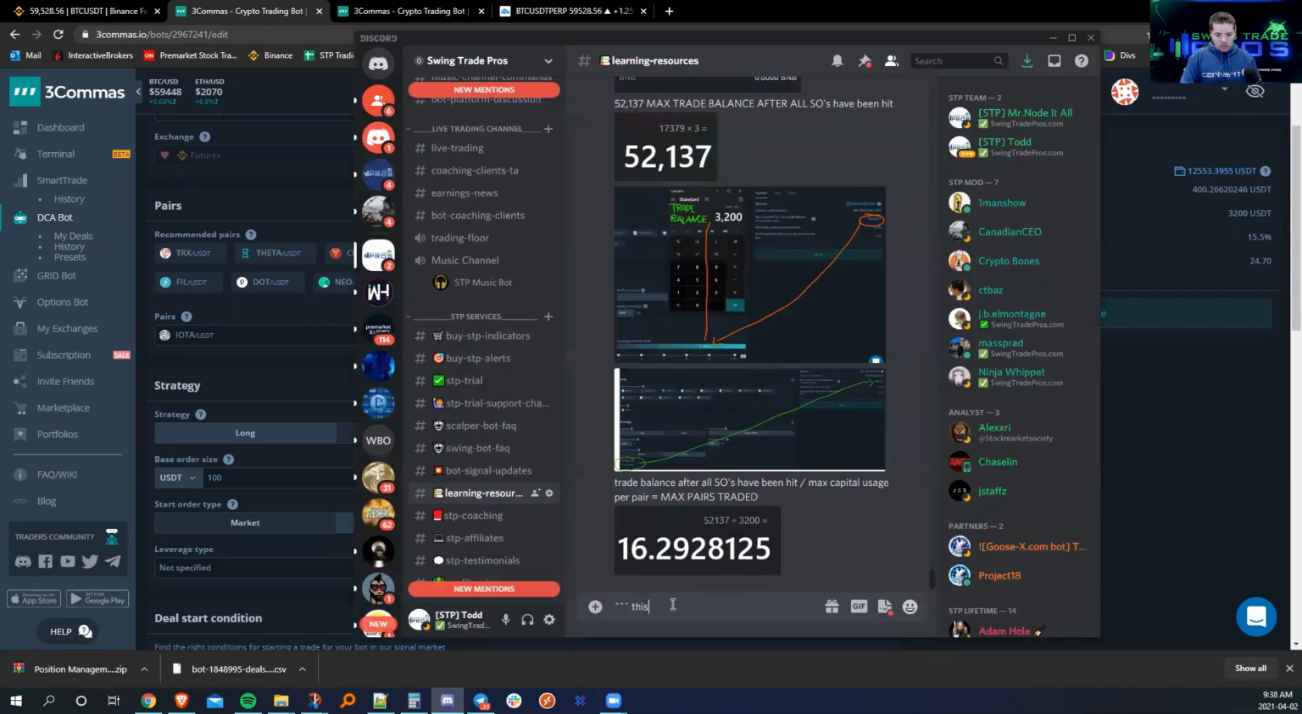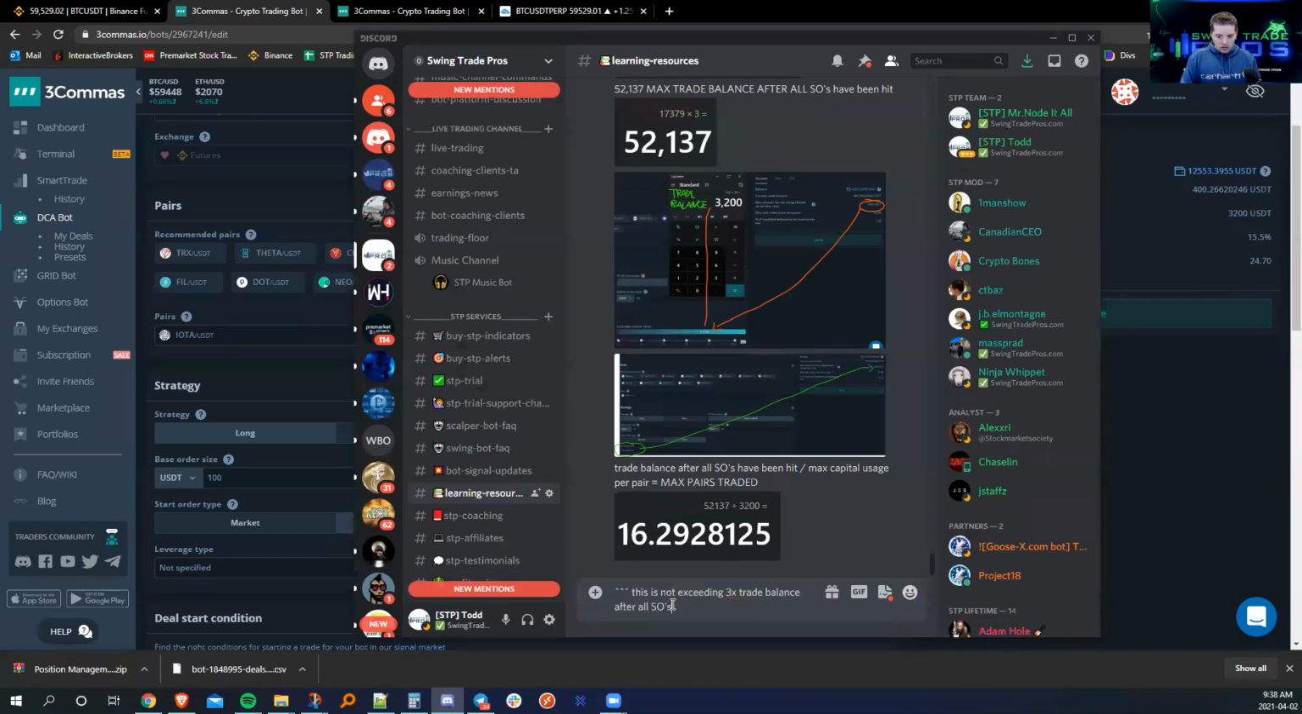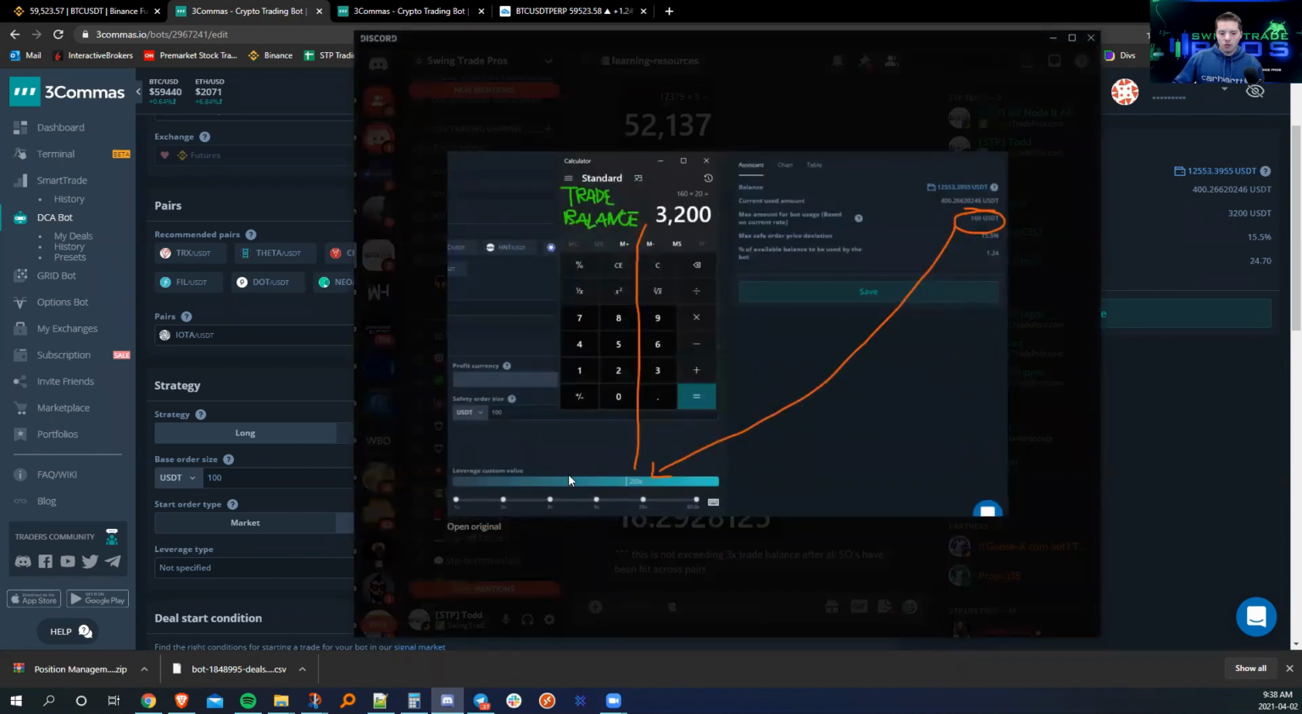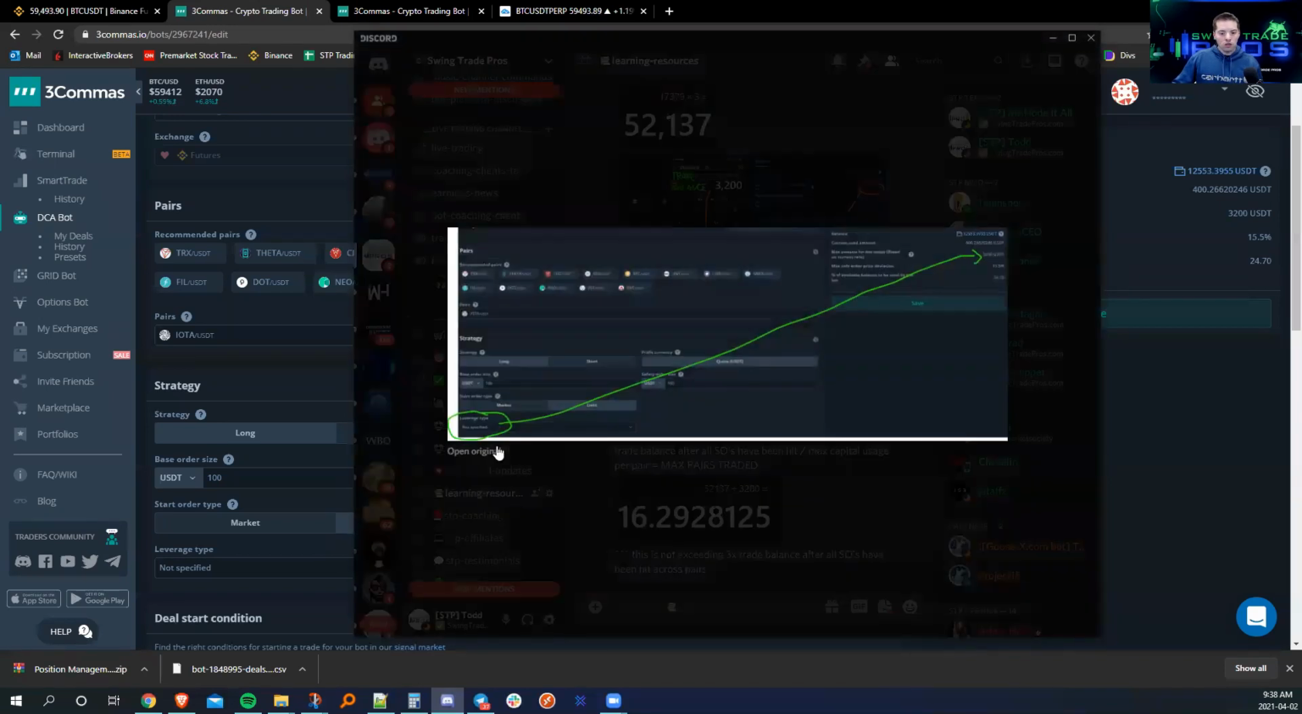This is not exceeding 3x trade balance after all SOs have been hit across pairs. So you're looking at a $17,379 account start, times 3, for that $52,137. Then you're going to go to your bot setup for the 100, and you're going to find out that with your leverage at 20x, you've got to take your margin times 20 for your total trade balance, which is $3,200, or go set your leverage type to not specified, run that back, and then hit that same number.